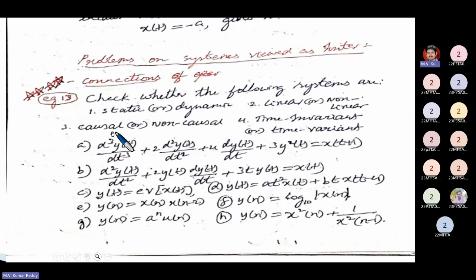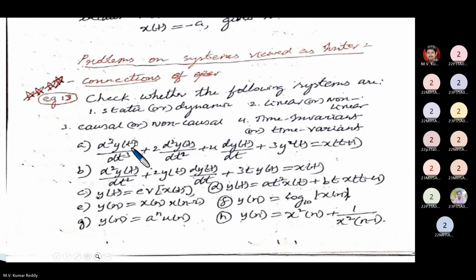Now what we have to find? Check whether the following systems are static or dynamic, linear or non-linear, causal or non-causal, time invariant or time variant. We have to check these 4 conditions for each and every question. First of all, we are checking for A, B, C. For the remaining you do yourself.